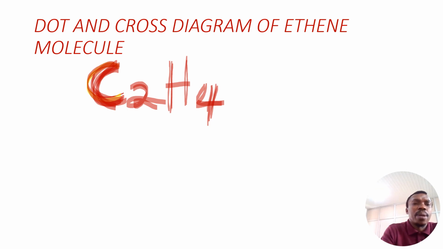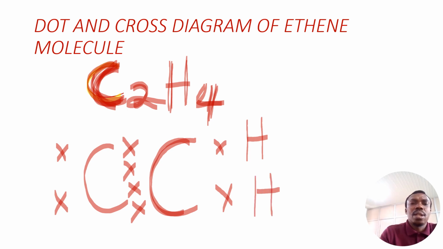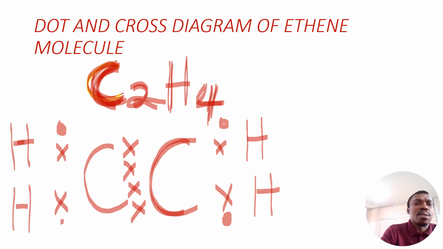If you look at carbon, carbon has 4 electrons in its outermost shell. So we'll have 1, 2, 3, and 4. Then the other carbon also has 4 electrons in its outermost shell, so we'll have 1, 2, 3, and 4. Each hydrogen will share its 1 electron with carbon. This hydrogen will also pair up with carbon and share its 1 electron.